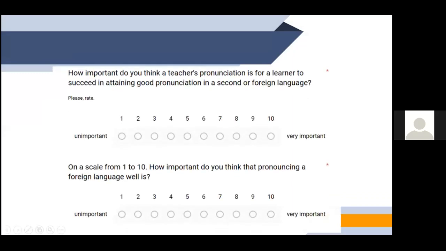And here are the Likert scales I used in the survey. The first one said, how important do you think a teacher's pronunciation is for a learner to succeed in attaining good pronunciation in a second or foreign language? So it was a scale going from 1 to 10, in which a 1 meant unimportant and 10 meant very important. The second scale had the question, how important do you think that pronouncing a foreign language well is? Again, you have the same type of scale.